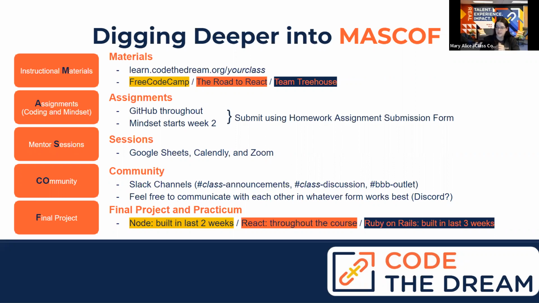And then the Ruby on Rails class, you'll have the last 3 weeks of class that you'll be building your final project. So the first 14 weeks of class, you're doing individual stuff, and then the last 3 weeks is when you're building your final project.